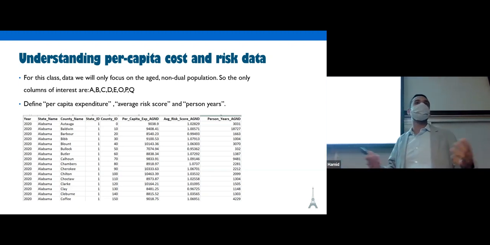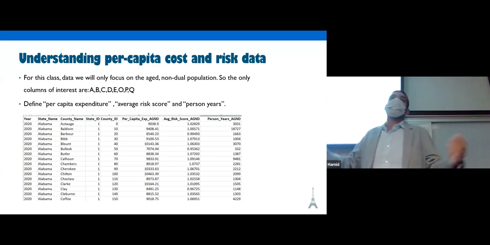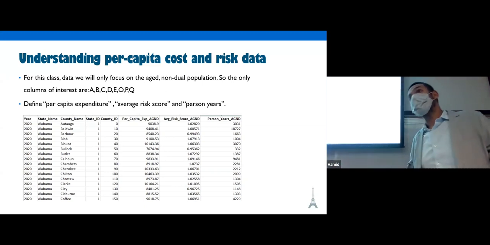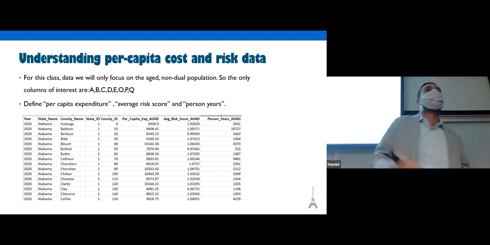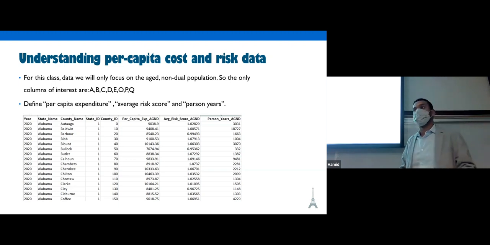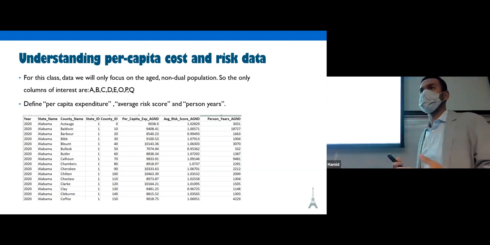So if you have a state or a county that has a sickness level of 1.0, that means they're pretty average. If you have a state or a county that has 1.2, that means they're very sick. If you have a state or a county that has 0.7 or 0.8, that means they're very healthy. This is a really, really important concept for us to understand, what the average risk score means. Does that make sense? Does anyone have any questions?